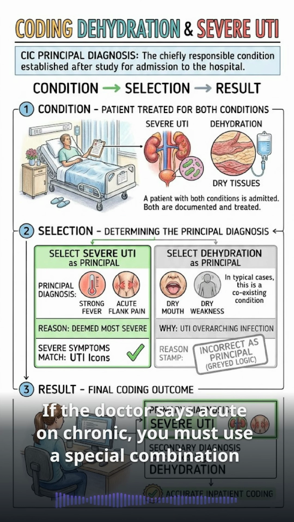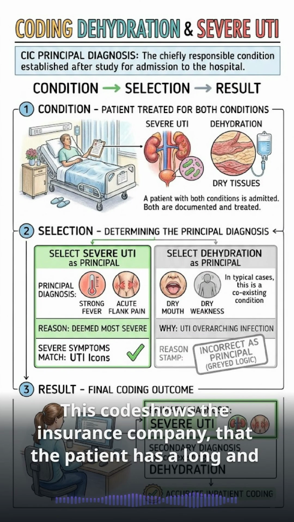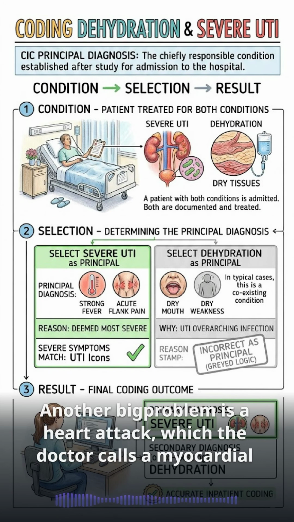If the doctor says acute on chronic, you must use a special combination code today. This code shows the insurance company that the patient has a long and sudden problem. Another big problem is a heart attack, which the doctor calls a myocardial infarction. Often, we use the letters M and I to talk about this dangerous condition much faster.